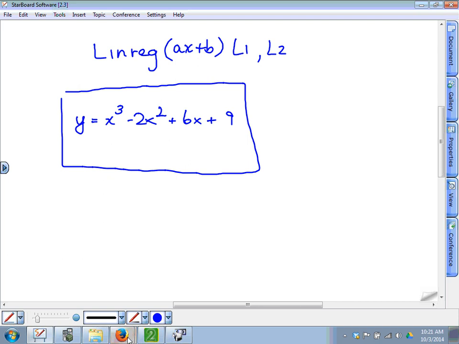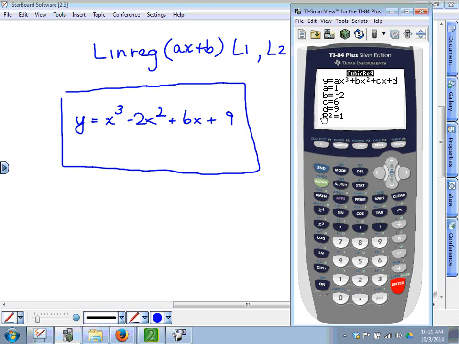How do we know that it passes through those points exactly? What's the r squared value? 1. The r squared value is 1. That means that this equation passes through all 4 of those points exactly. This is what regression is. It's trying to find an equation that passes through points, or as close as we can get to it. We okay so far? Okay. So that's what you do on 1 through 8.